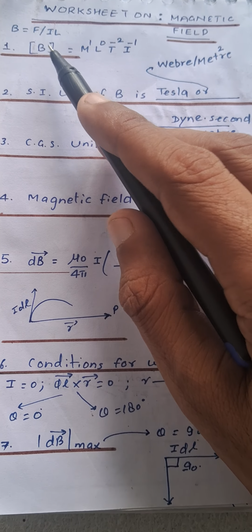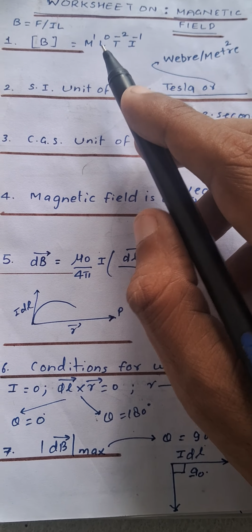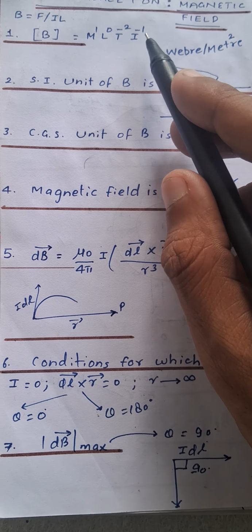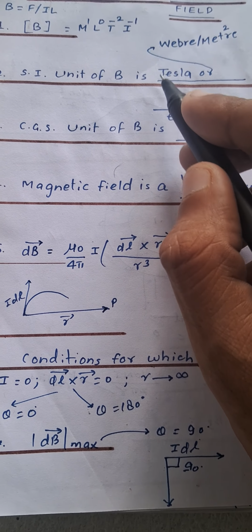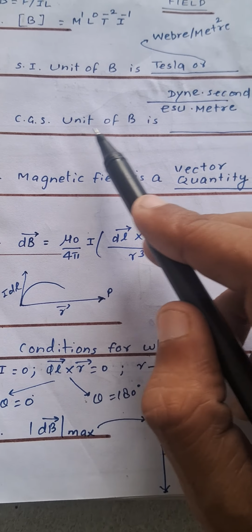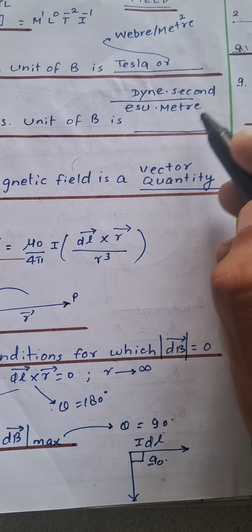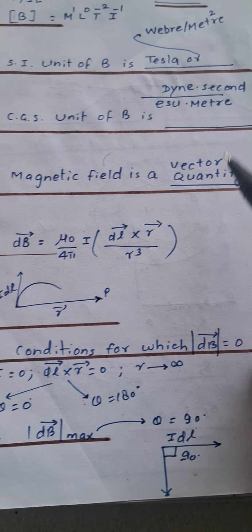So first is the dimension of magnetic field. Magnetic field has the dimension M^1 L^0 T^-2 I^-1. The next question is the SI unit of magnetic field, so it is Tesla or Weber per meter square. Then the CGS unit of magnetic field, so it is Gauss, or Weber per meter squared. Then, magnetic field is a vector quantity.